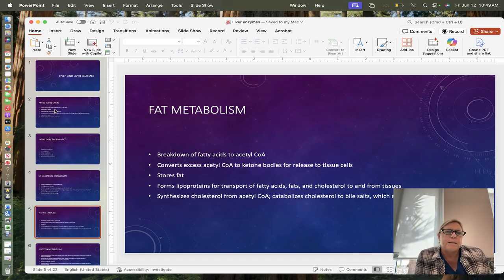Fat metabolism, it breaks down the fatty acids to acetyl-CoA. It converts excessive acetyl-CoA to ketone bodies for release to tissue cells, and it also stores fat. So it forms lipoproteins for transport of fatty acids, fats, and cholesterol to and from tissues. It synthesizes cholesterol from acetyl-CoA and catabolizes cholesterol to bile salts, which are secreted into the bile. So remember, the liver makes the bile, but the gallbladder stores it.